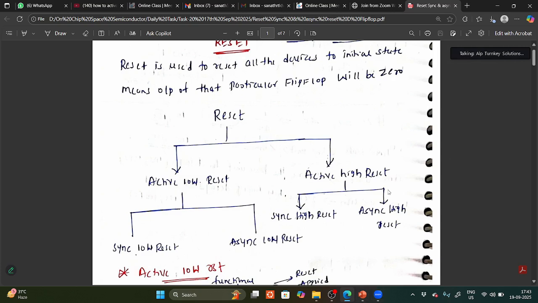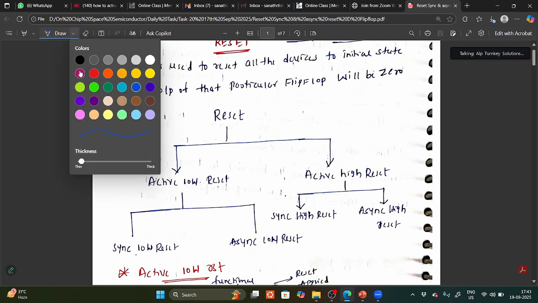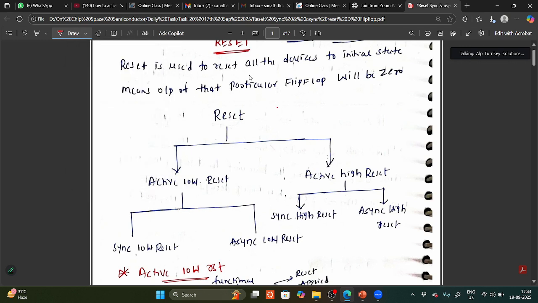So what is reset? Reset is nothing but what? Suppose you want to reset all devices to the initial state, so that is why we are using reset. We want to initialize, to reset all the devices to their initial position, and whatever the outputs are, to 0. Particularly for a flip flop, the flip flop output we need to make 0. We are using this reset.